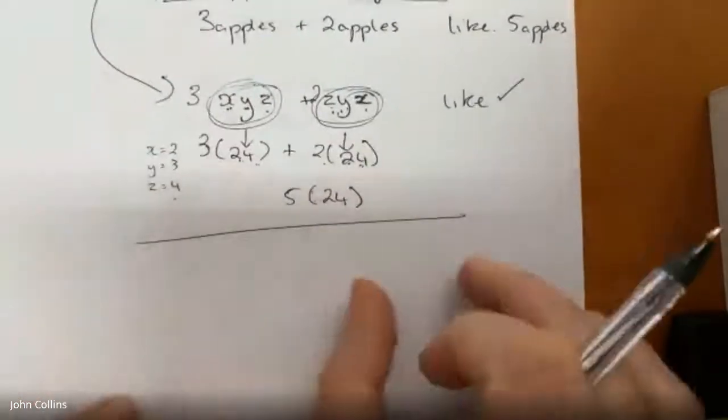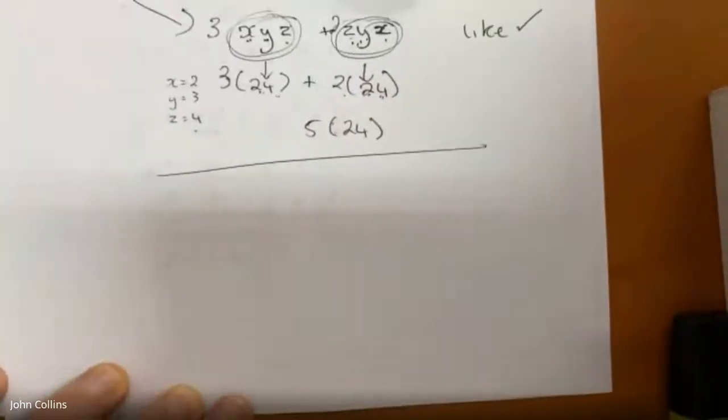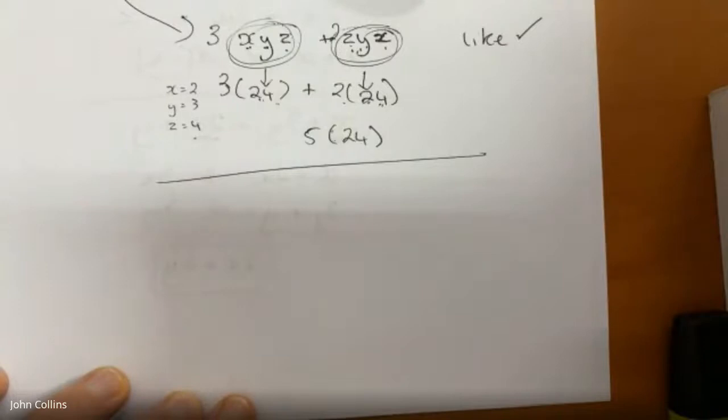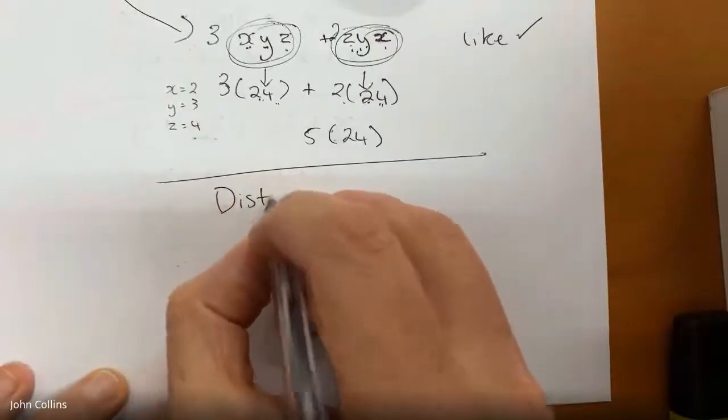All right. So that will cover all green and yellow. For blue, I put in a little bit of something called the distributive rule.